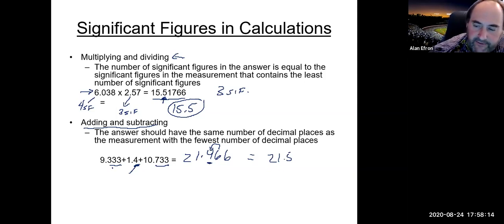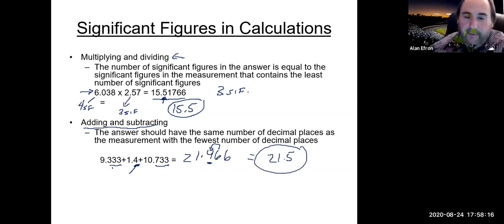21.5 as our answer. Now, 21.5 as our answer has 1 decimal place, but it has 3 significant figures. So you want to keep that in mind. It has 1 decimal place, but it actually does have 3 significant figures, but we go to 1 decimal place.